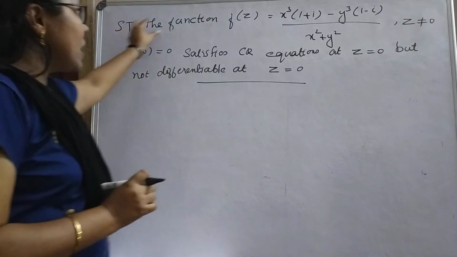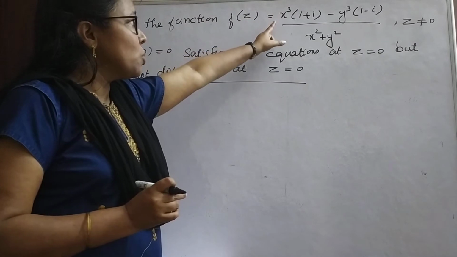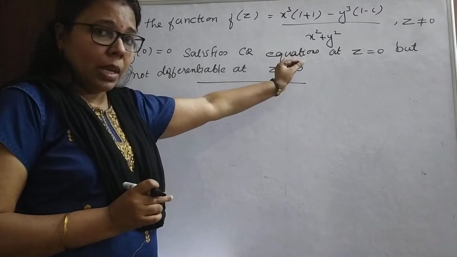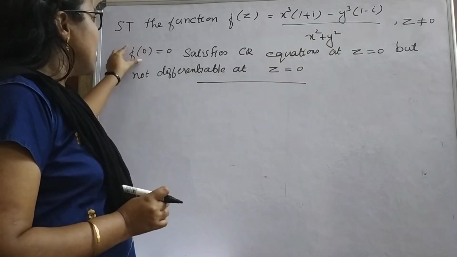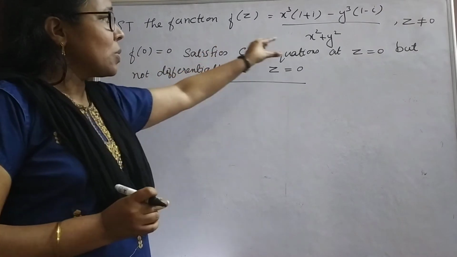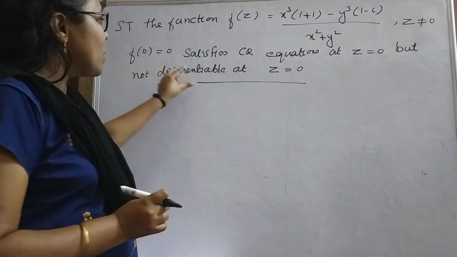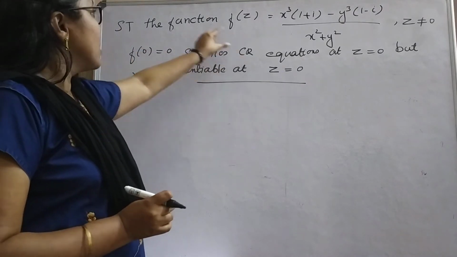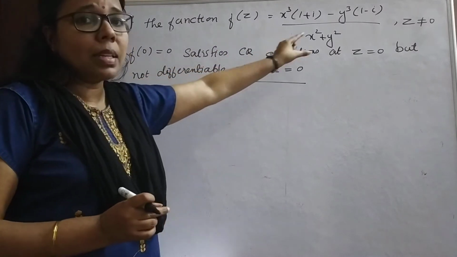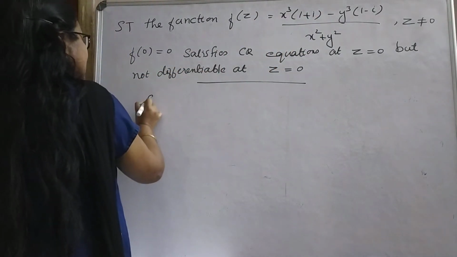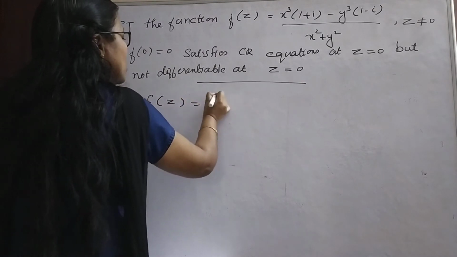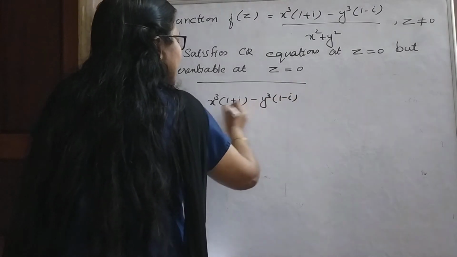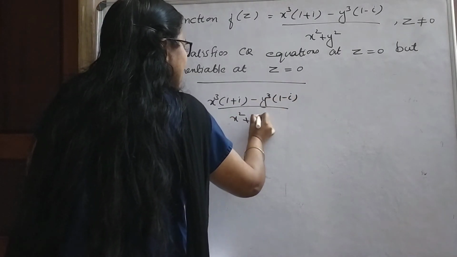Next question is, show that the function f of z equal to x cube into 1 plus i minus y cube into 1 minus i by x square plus y square, where z not equal to 0, and f of 0 equal to 0, satisfies CR equations at z equal to 0 but is not differentiable at z equal to 0. First we have to prove that this function f of z satisfies CR equations at z equal to 0. Our function is f of z equal to x cube into 1 plus i minus y cube into 1 minus i by x square plus y square.